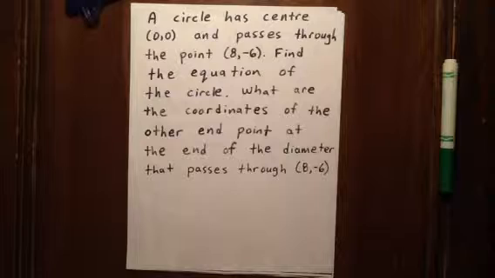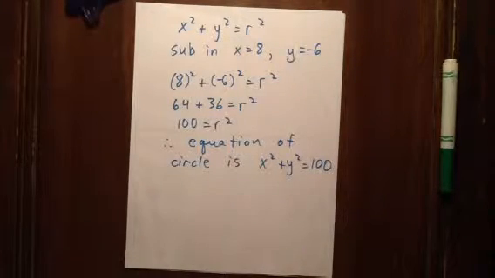Now, for our next question, we're going to imagine that a circle has a center at the origin and passes through the point (8, -6). What we want to do is find the equation of that circle. And then we want to know the coordinates of the other endpoint at the end of the diameter passing through (8, -6). Well, we can start by figuring out the equation.